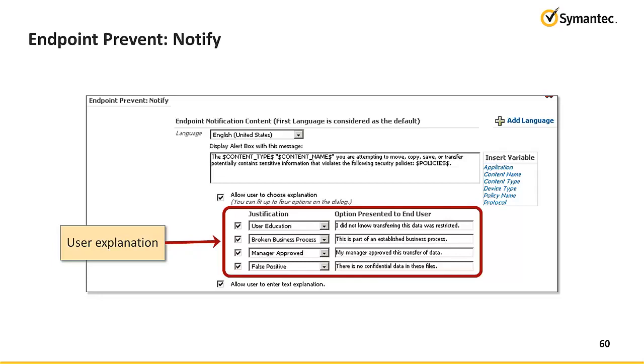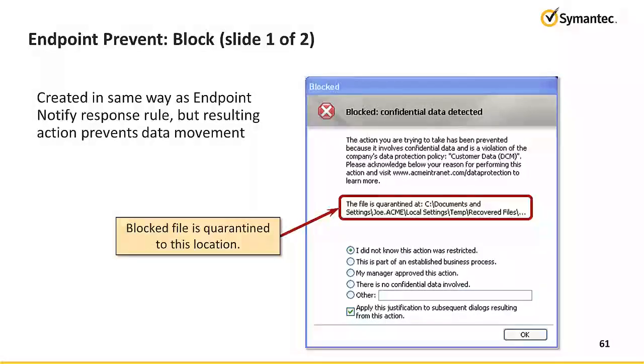The user justification response that the user chooses appears in the incident snapshot and is available for filtering and summarization in the UI. There is 1 notification pop-up per violation, although the end user can select the option to apply the justification to subsequent dialog boxes resulting from the same action. The Endpoint Prevent Block response rule is used to restrict sensitive data from leaving the endpoint.